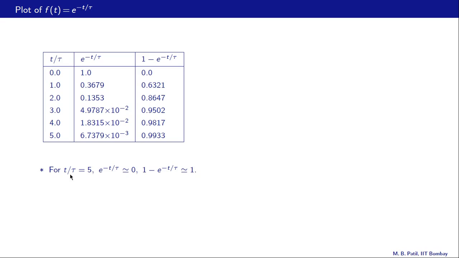So for t by tau equal to 5, e raised to minus t by tau is nearly equal to 0, this number here, and 1 minus e raised to minus t by tau is nearly equal to 1, this number here. And therefore, we can say that the transient lasts for about 5 time constants. After that, things become constant.